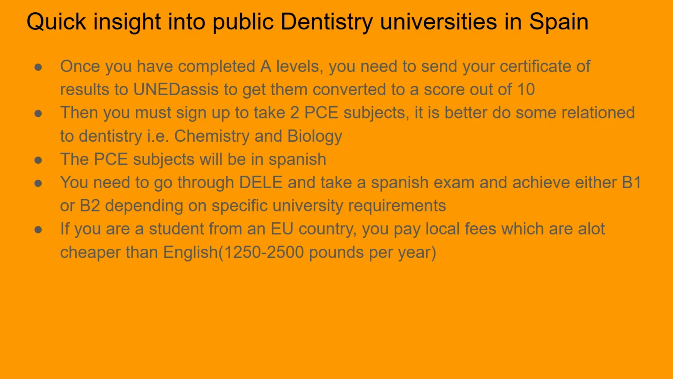If you're a student from an EU country, i.e. if you have an Italian passport or something like that, then that means you pay local fees in Spain, which is a lot cheaper than England. So tuition would be about £1,250 to £2,500, which compared to £9,500 in England is a lot less. Additionally, the cost of living in Spain can be cheaper than in England or the UK, so it's a very economical option.